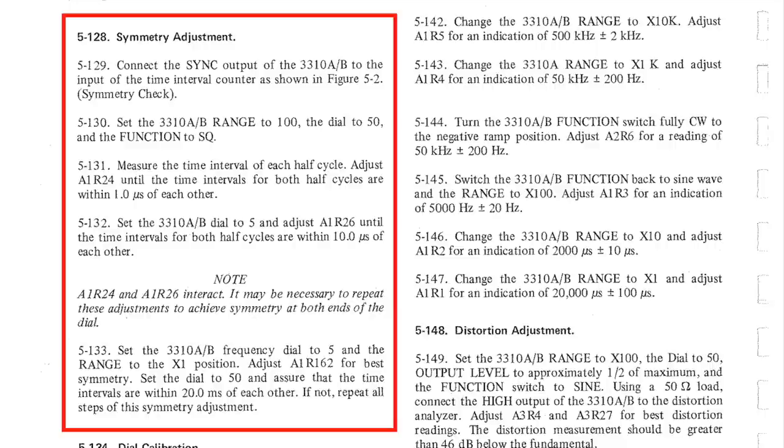There is a note that the settings interact, so we'll probably have to loop over this a couple of times until it's all in range. To do this adjustment, you measure the sync output, not the main instrument output. The procedure calls for a digital counter, which I will use here, but if you don't have one, you could use the duty cycle measurement on your oscilloscope. That's where a modern digital scope really helps.